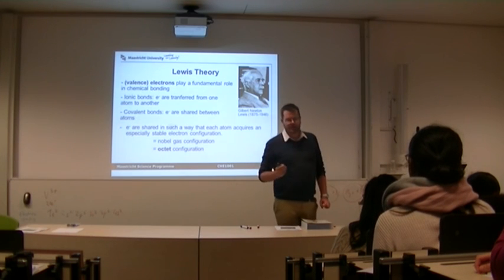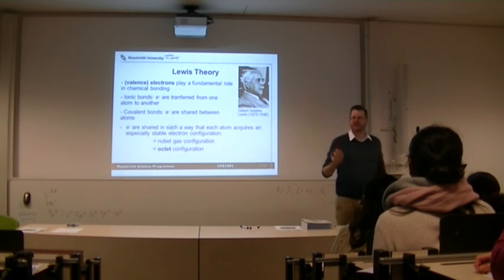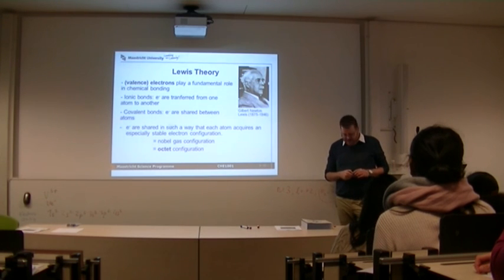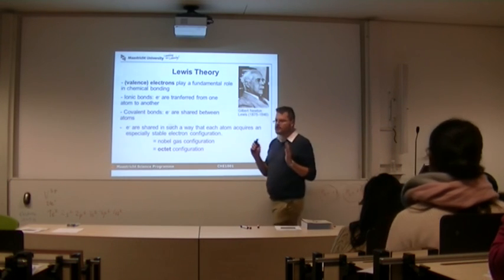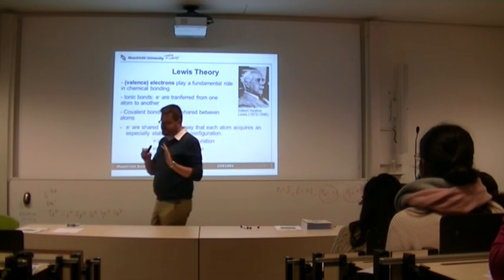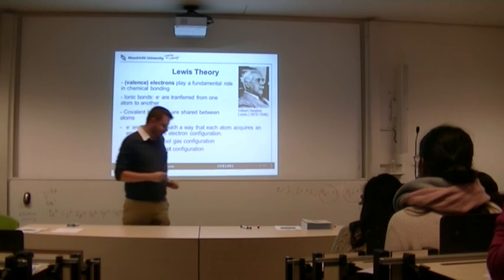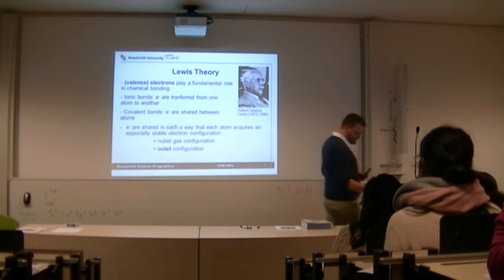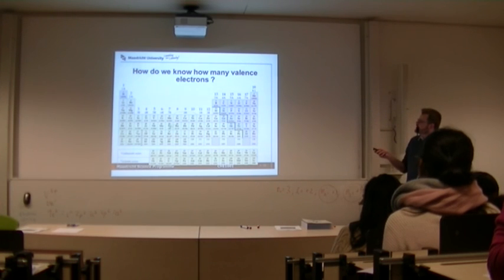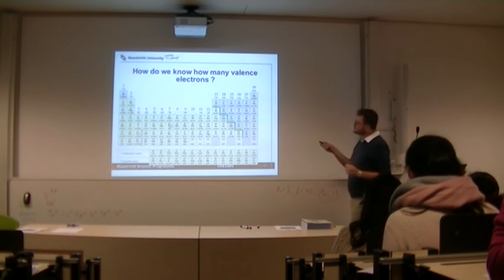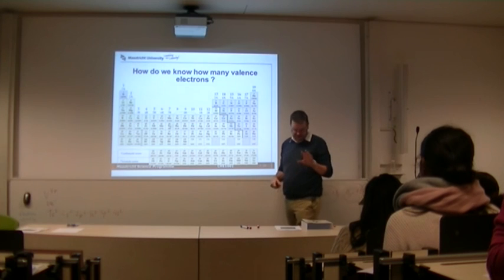Why 8? Can someone tell me why 8? What's special about 8? Noble gas? Yes, it's noble gas configuration. Remember the periodic table I showed you right at the beginning? In fact, I have one here. 8. Forget the numbers at the top, consider the numbers at the bottom. You see it goes to 8. And the reason why it goes to 8 is because it's the noble gas configuration, as you said.